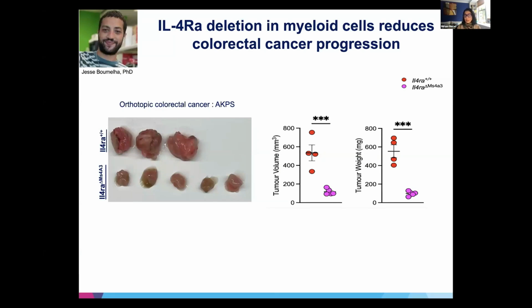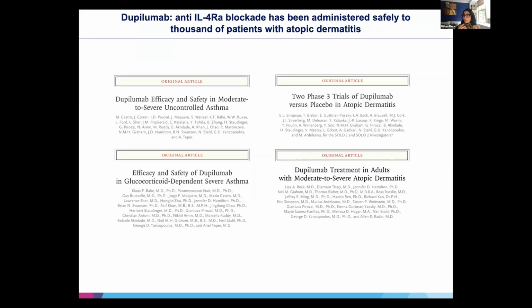Okay, so all these results together led us to explore whether we could potentially block IL-4 receptor signaling in patients with cancer. Now, it happens that there is a blocking antibody against the IL-4 receptor that we have used in millions of patients with allergy, mostly atopic dermatitis, but now the same molecule has been approved for severe asthma and also for COPD. And we know that this molecule is safe.